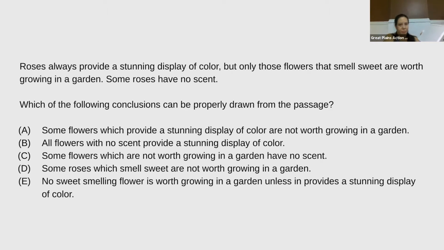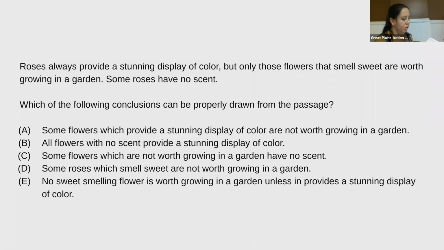Here we go. Roses always provide a stunning display of color, but only those flowers that smell sweet are worth growing in a garden. Some roses have no scent. We have categories of things here, so we can use Venn diagrams for working with this question. Which of the following conclusions can be properly drawn from the passage?